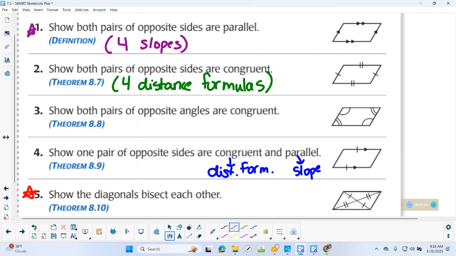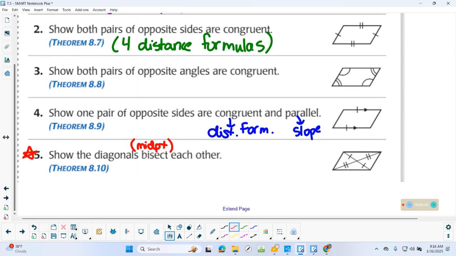Now here's why I like this one, okay? Because I'm trying to work smarter, not harder here. I'm trying to do the least amount of work, right? Bisect each other. Remember, bisect means they hit in the middle, the midpoint. So for diagonals bisect each other, you could just do the midpoint formula, which to me is pretty simple. That's why we've been practicing it.